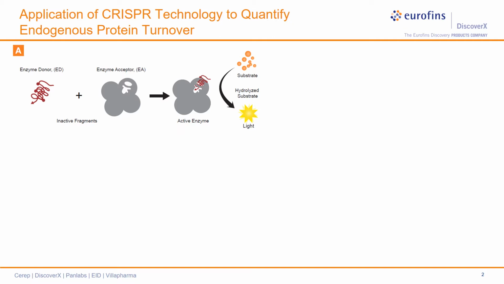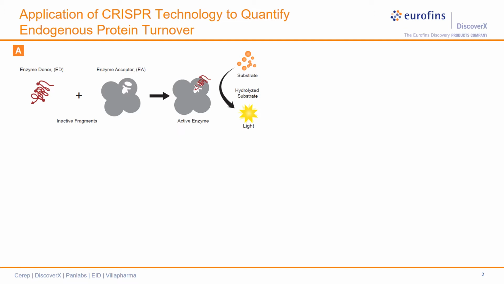Recently, protein degraders have become a new frontier of drug discovery and development. The current assays to determine the potency and efficacy of protein degraders, such as Western blot and proliferation assays, are laborious and very low throughput. We use our EFC technology to develop the Sprinter platform that can quantify endogenous protein turnover.